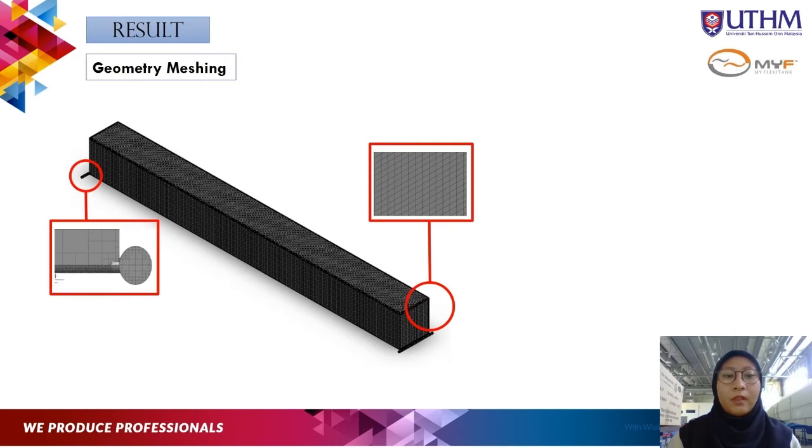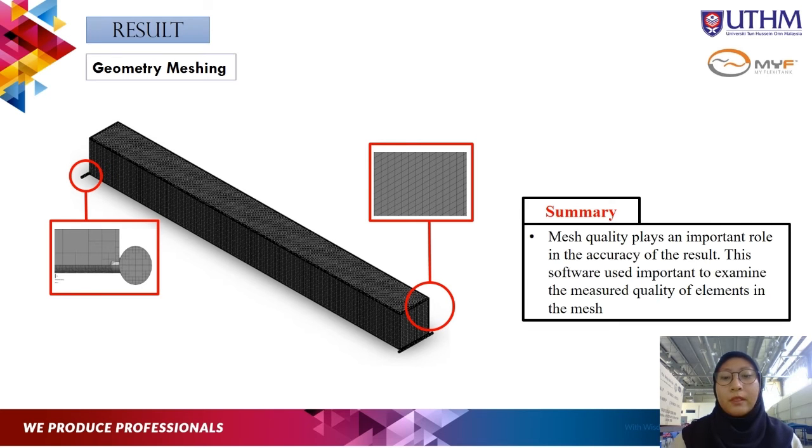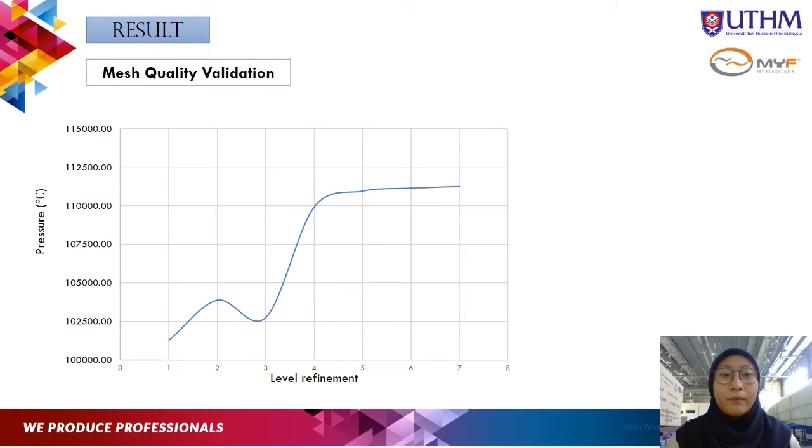For the geometry meshing, for the summary, mesh quality plays an important role in the accuracy of the result. This software is important to examine the measure quality of the elements in the mesh. Next, for the mesh quality validation graph, the graph shows the different mesh as a different coverage solution to the horizontal mesh. We can see the goal value changing and converging on the new value.